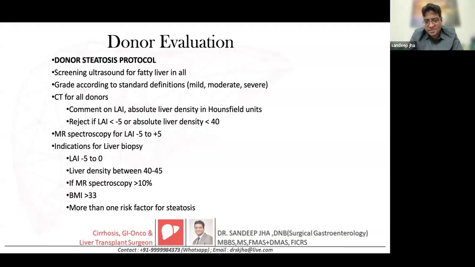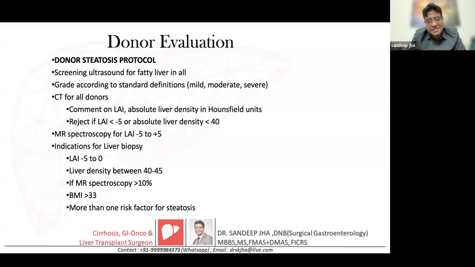We use a CT scan to see if the liver is fatty or not. In doubtful cases, we can go with an MRI scan or even with a liver biopsy. If the donor requires a liver transplant and we have doubts about the quality of the liver, then we have to do a liver biopsy, because you have to understand that the whole surgery is dependent on the quality of the liver.